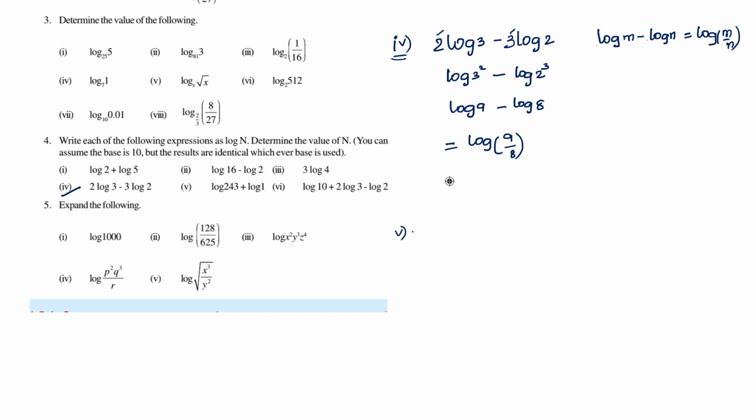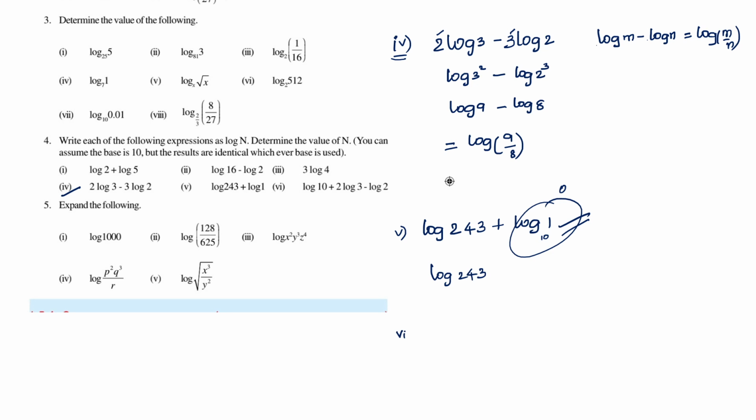So similarly, log 243 plus log 1. And log 1 with any base, be it log base 10 or base e or whatever it may be, log 1 is always 0. So the answer is log 243.